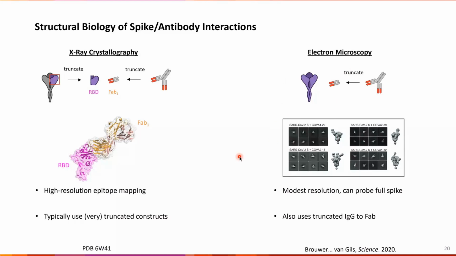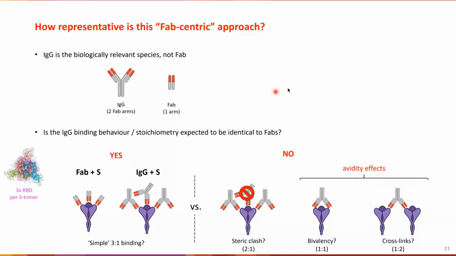So the purposely provocative statement that we wanted to make is to ask, well, how representative is this quote-unquote Fab-centric approach in structural biology to really understanding how antibodies interact with the spike? And we pointed out that the Fabs are the more commonly studied version, but they actually aren't the biologically relevant species. Instead, the biologically relevant species is the full antibody, which I'll call here the IgG for immunoglobulin.